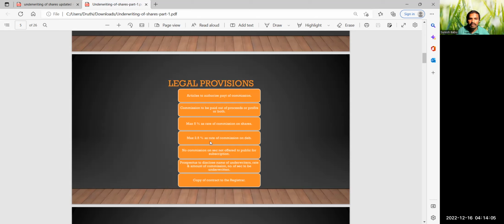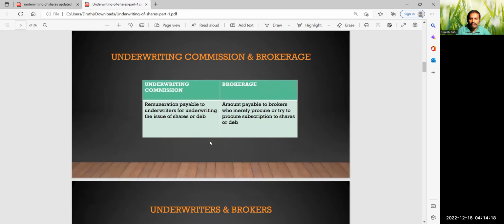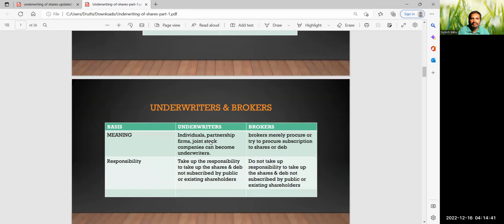Out of proceeds, which money collected. And another condition: maximum 5% as the rate of commission on shares, and in case of debentures, the maximum rate is 2.5%. So underwriting commission and brokerage. Remuneration payable to underwriters for underwriting the issue of shares or debentures is underwriting commission. Brokerage is the amount payable to brokers who merely procure or try to procure subscription to shares or debentures. That means other than underwriters, right?